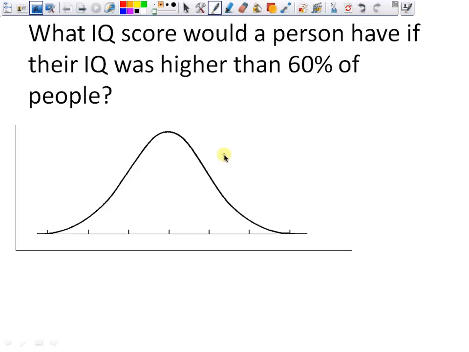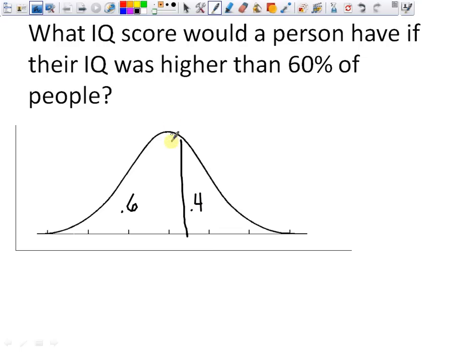This person is lower than 50% and higher than 50%. Someone that's to the right of that is higher than more than 50%. In other words, someone that is higher than 60%, somewhere like this. 60% of people are lower than them, 40% are higher than them. So they are higher than 60% of people. So we know that this area is 0.6 and this area is 0.4.